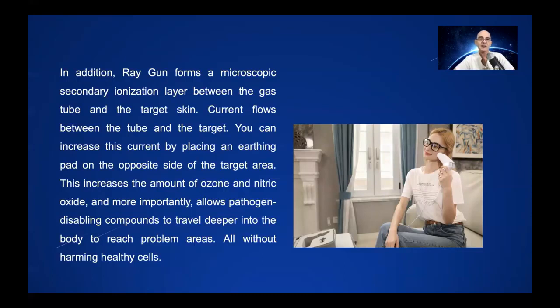You can increase this current by placing an earthing pad on the opposite side of the target area. This increases the amount of ozone and nitric oxide, and more importantly, allows pathogen disabling compounds to travel deeper into the body to reach problem areas, all without harming healthy cells. Now, this is what we were talking about just a little bit earlier in the lab trials, through the skin. VUV cannot pass through skin. The healing effects of this MiraMate Ray Gun does pass through skin, and it goes much deeper.